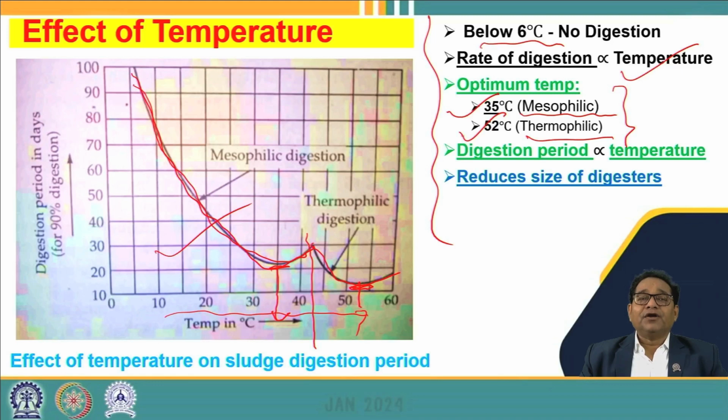So overall, what we look into in this parameter, the temperature, is that if we operate the digestion at a higher temperature, we can significantly reduce the size of the reactor, which is one of the important parameters for optimizing the cost of the treatment of the system.